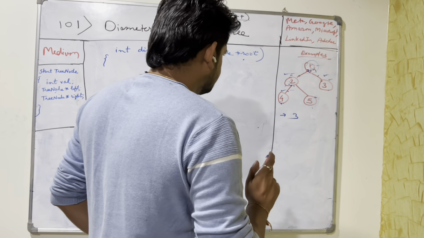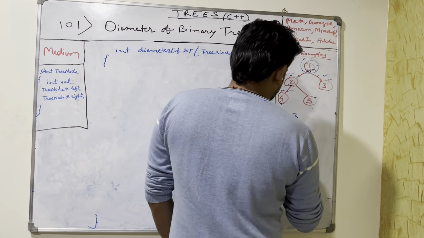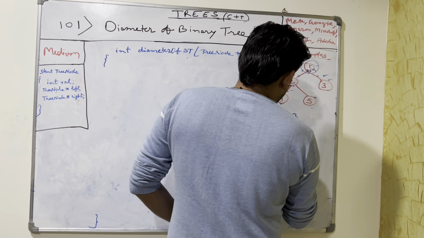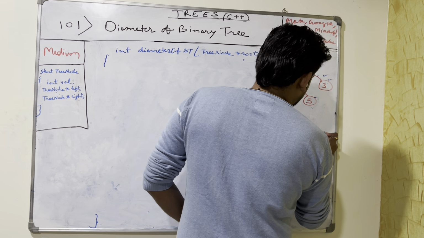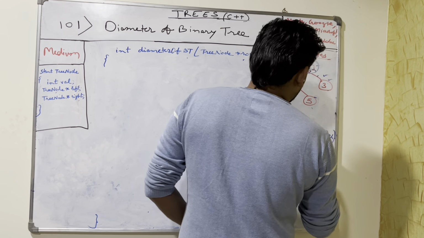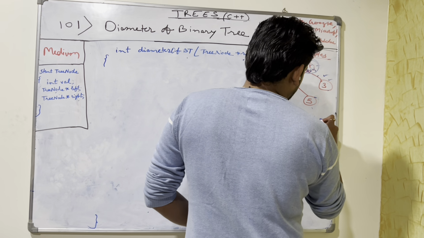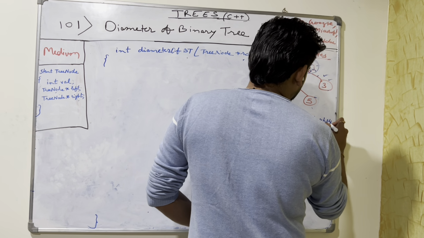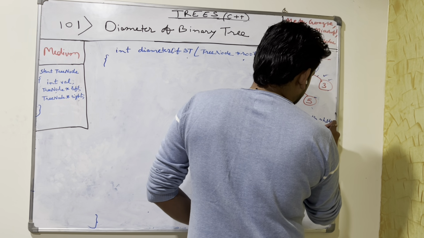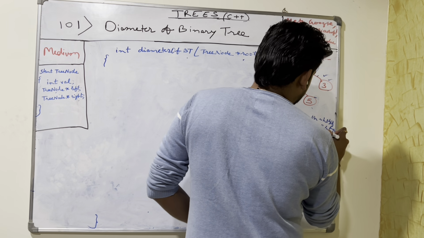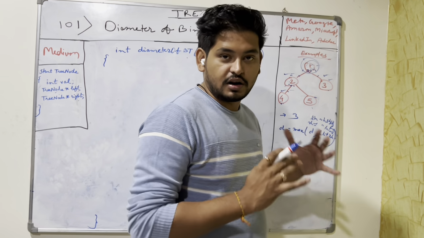So hold on. Here we are finding the height of the left. The formula is that the diameter is actually the max of diameter and left height plus right height of the tree, right? This is the thing. We'll find the left height from the height formula, node left. We'll find the right height, node right, and then we will get this. Okay. Now we have order of n square.